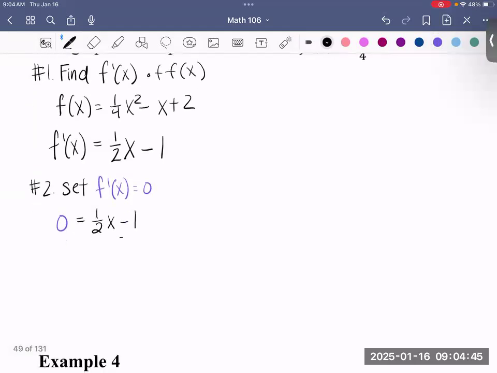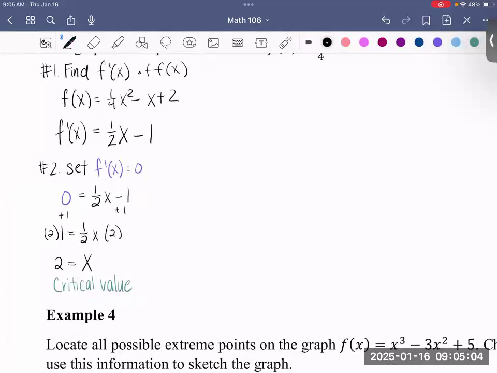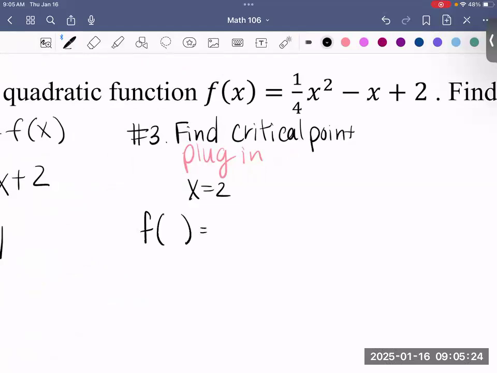Now let's go ahead and solve. We can add the 1 to the other side. Multiply both sides by 2. So x is equal to 2 is your critical value. Now let's go ahead and find the point associated with it. So step 3, find critical point. Plug in. So if we know that x is equal to 2, we're going to plug it all the way back into your original function.